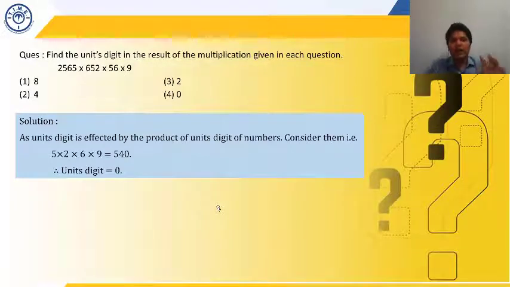So without solving, directly by seeing the example, you can say that in one of the numbers there is 5 in the units place, and in one of the numbers there is an even number, which is 2 in the units place, and 5 into an even number, the answer is 0. 0 multiplied by anything, the answer comes out to be 0. We need not do it for all of them. I hope it is clear to everyone.